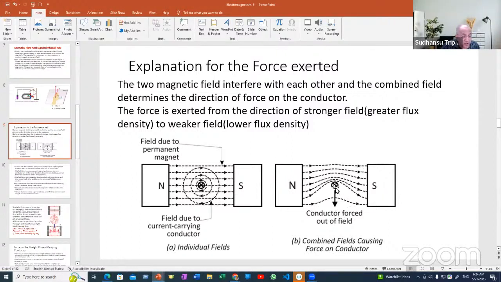So there is always a force acting on that conductor carrying current. In this case, it is a straight current carrying conductor, and the force is from higher field strength to lower field strength. So it will be pushed downwards. This is the logic, the scientific explanation of FLR, or the direction of the force which the current carrying conductor experiences by the presence of an external magnetic field.